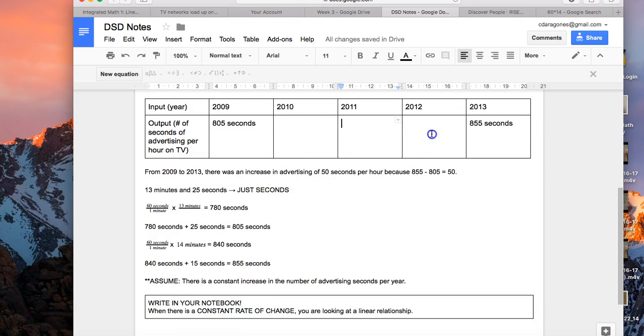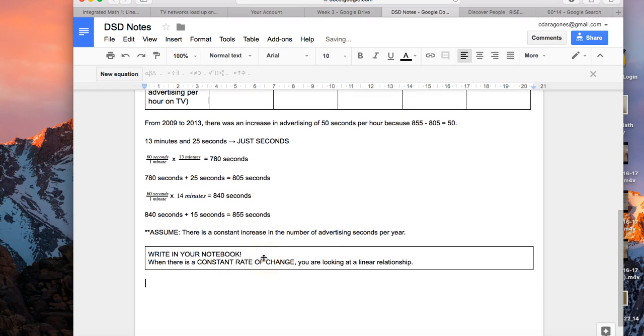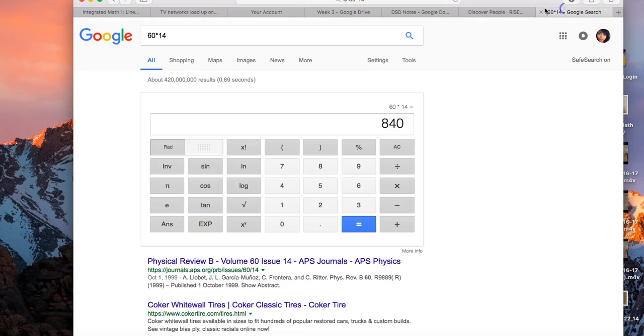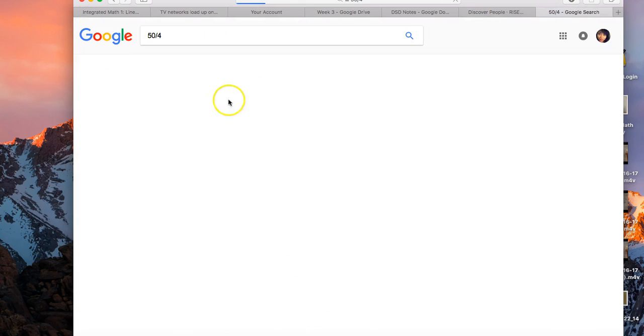Now, in order to figure out what's going on, I'm assuming, so the number of seconds of advertising increased by 50 seconds in 4 years, right? Therefore, each year has an increase of 50 over 4, right? Because we're looking at 4 years, it was 50 seconds. So to figure out how much per year, I do 50 divided by 4, okay? Which is 12.5 seconds per year. Okay?